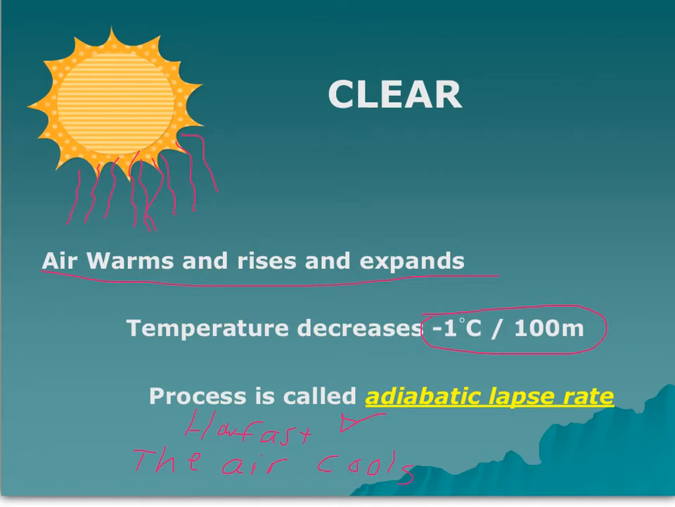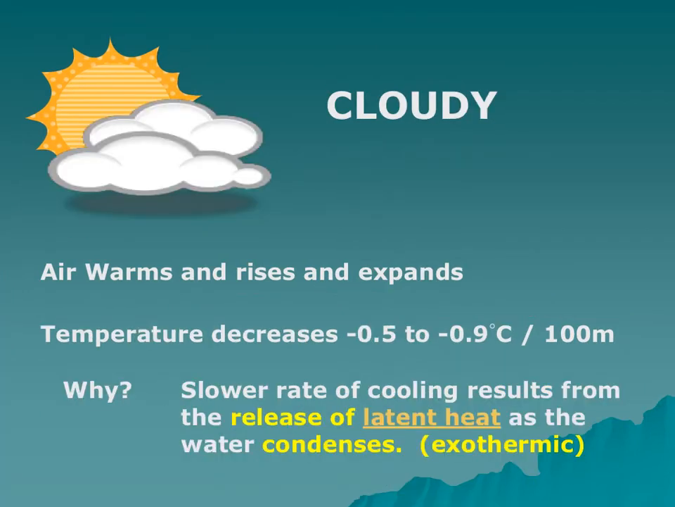Or how high up air needs to go to cool a degree. On clear days, the temperature decreases about 1 degree Celsius for every 100 meters the air rises. On a cloudy day, some of that heat gets trapped by the clouds. So the temperature only goes down about half a degree to just under a degree per 100 meters. It depends how cloudy it is.